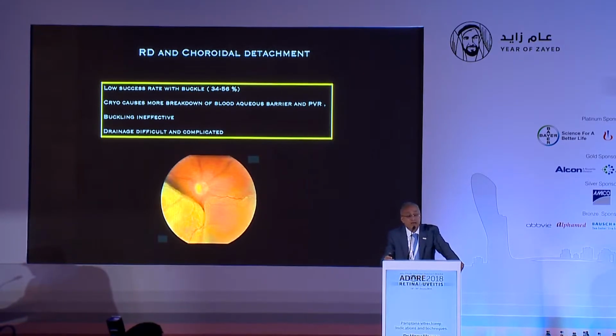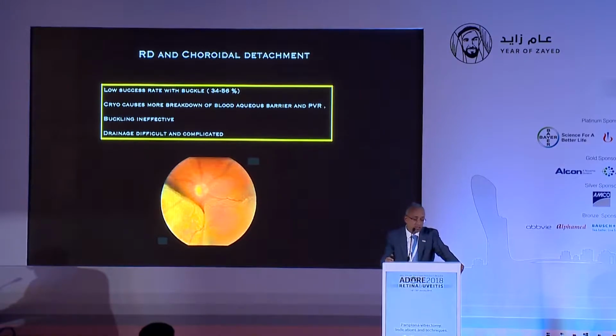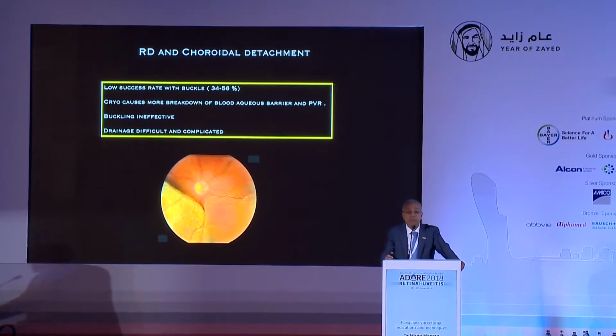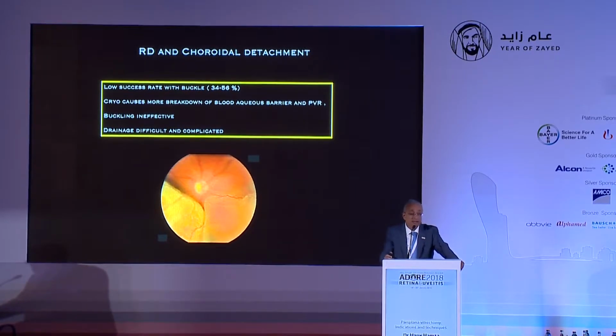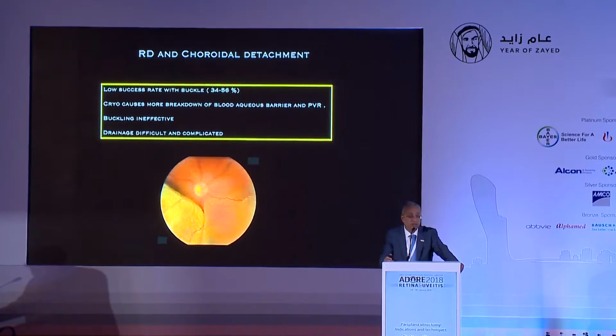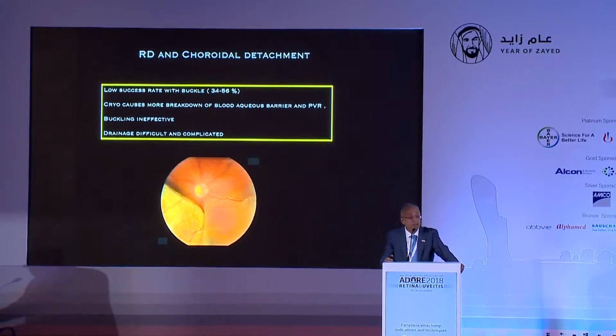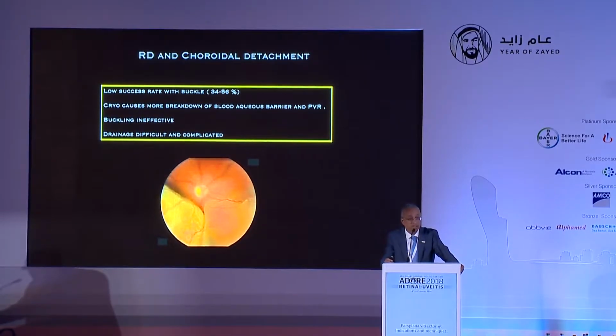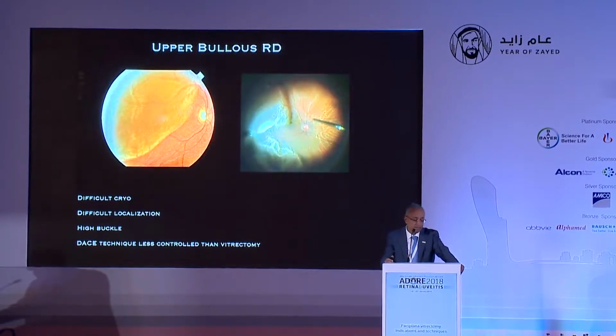If you have a hypotony syndrome, retinal detachment and choroidal detachment, the success rate of scleral buckling ranges from 34 to 56%, which is quite low. Cryo causes more breakdown of the blood-ocular barrier with more incidence of PVR. It is very difficult to buckle due to the choroidal detachment, and drainage is difficult and commonly associated with complications.